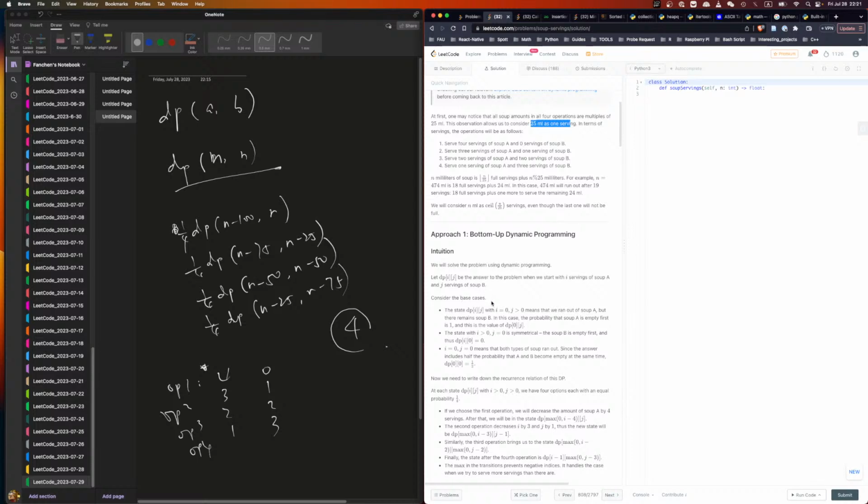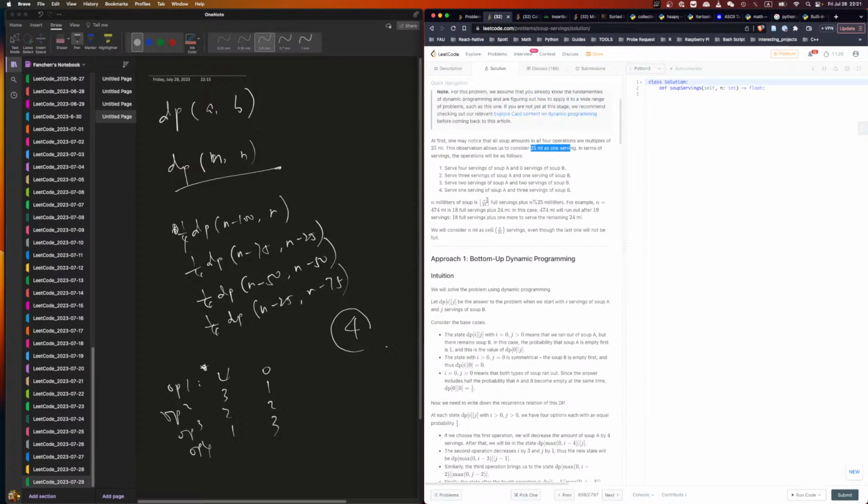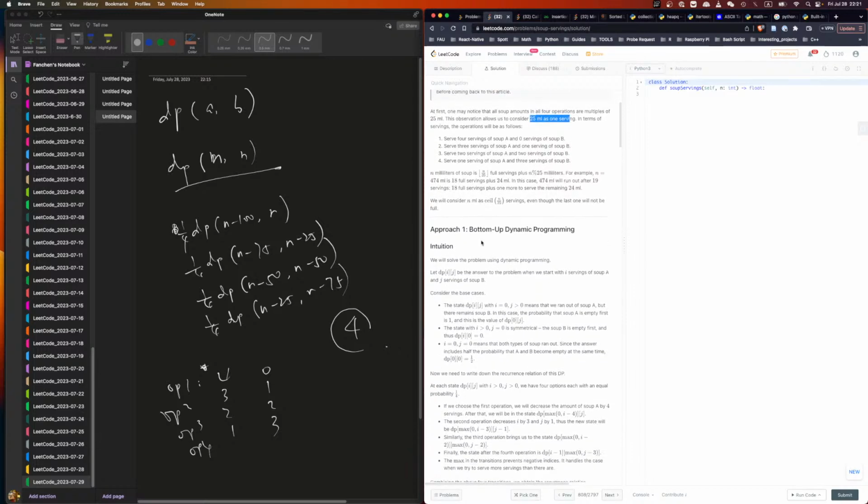Consider the base case. That's just servings. Well, you don't need servings. You can even just do how much is left, right? This is just how much is left. This means we ran out of soup A, but the probability that soup A is empty first is 1. This is the value. Yes. But how many do we have in dp 0 j? And this is 0. Both types ran out. Since the answer includes probability, we could consider. Okay, I agree.